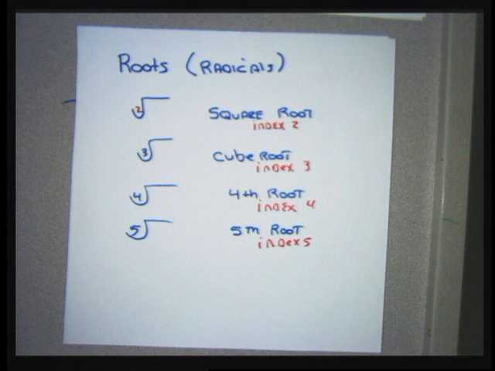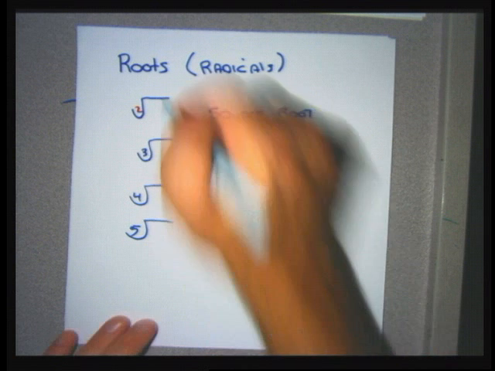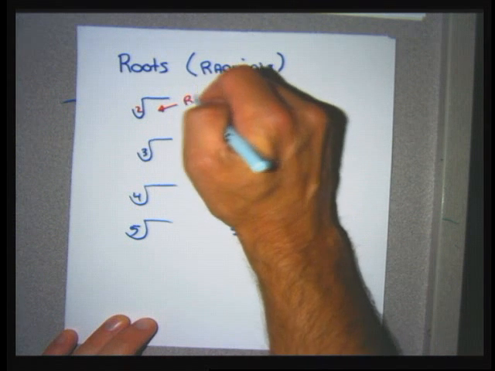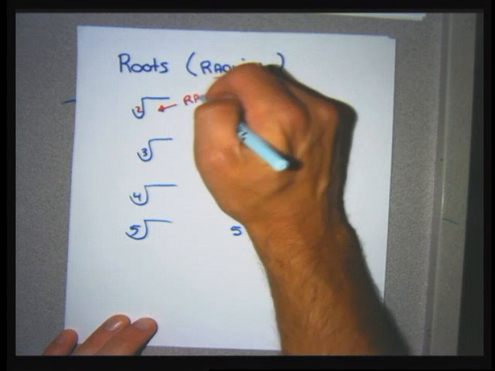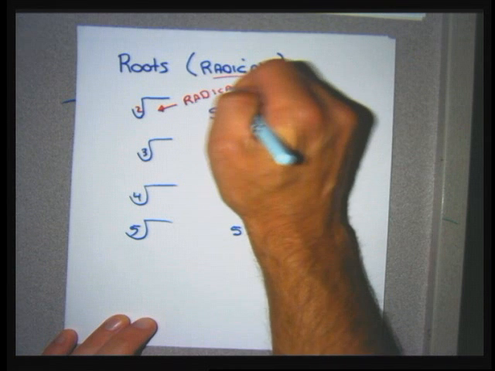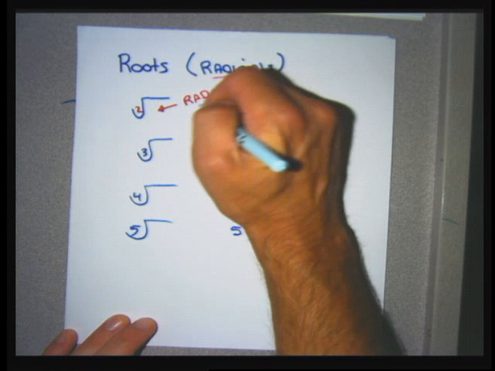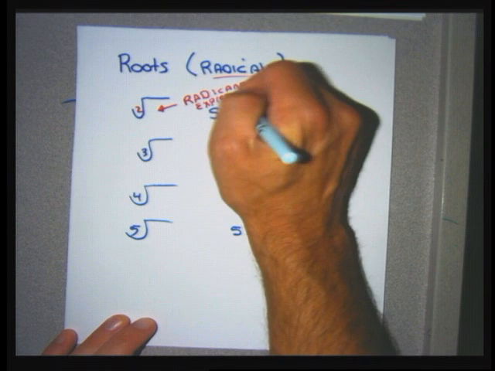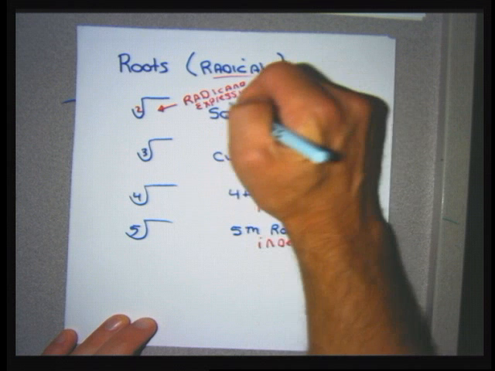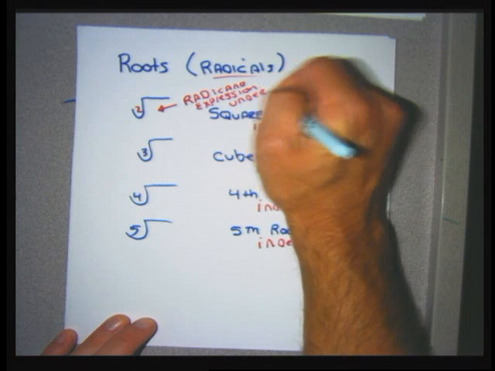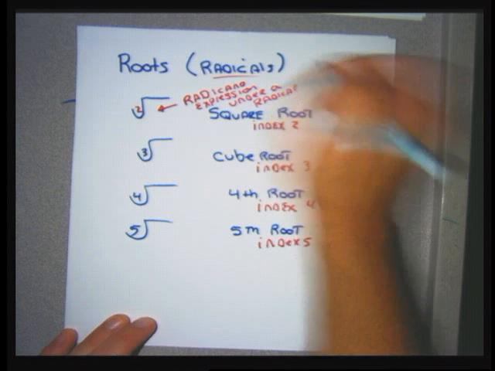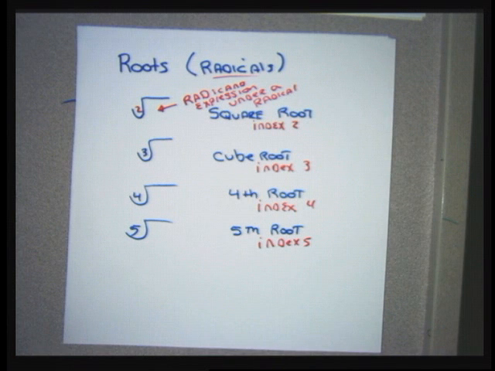The thing that we put under the radical is called a radicand. There is no radicand written in this, but the radicand, hence the name radical, is the expression that's under a radical. So those are some definitions.